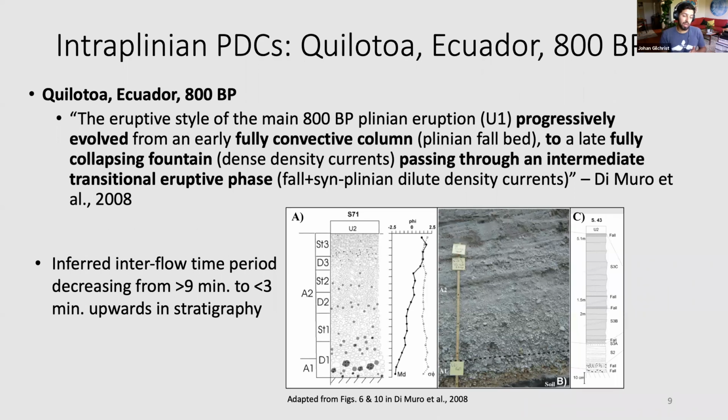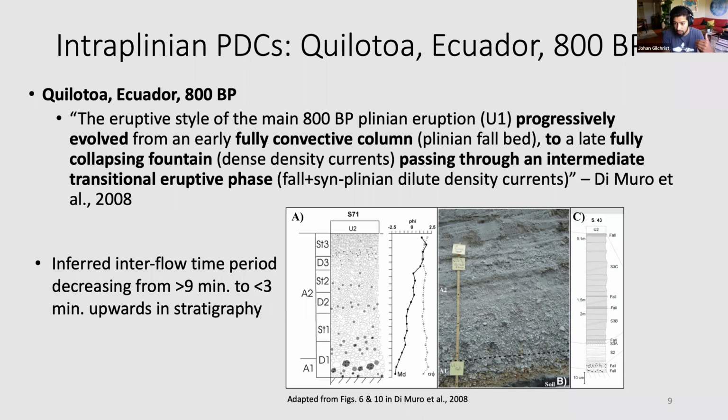This was also the case for the Kilauea eruption, 800 BP. The inferred timing between PDC layer emplacement decreased from 9 minutes to 3 minutes upwards in the stratigraphy, so later in time in the eruption. In addition, DeMuro et al. in 2008, in their paper, analyzed this deposit and suggested that it was emplaced by an eruption that evolved progressively from a fully convective column, so a buoyant plume regime, to a late fully collapsing fountain, so a total collapse regime, and that it passed through a transitional regime, which I'm calling the partial collapse regime, during this evolution.